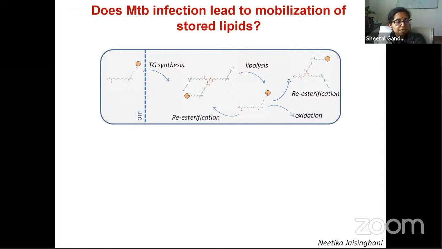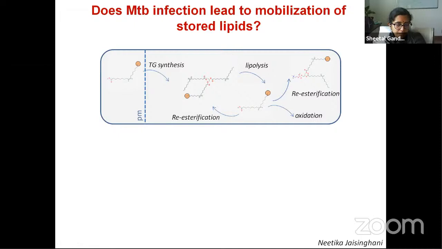Now we could chase the release of free fatty acids from this pool by resolving the cellular samples and the supernatant samples of the cells on a thin layer chromatogram, which allowed us to detect triglyceride and the free fatty acid. So we knew how much the cells had taken. We were then measuring how much was released by cells over a period of time. And this release basically allows you to measure lipolysis being carried out by the cells.